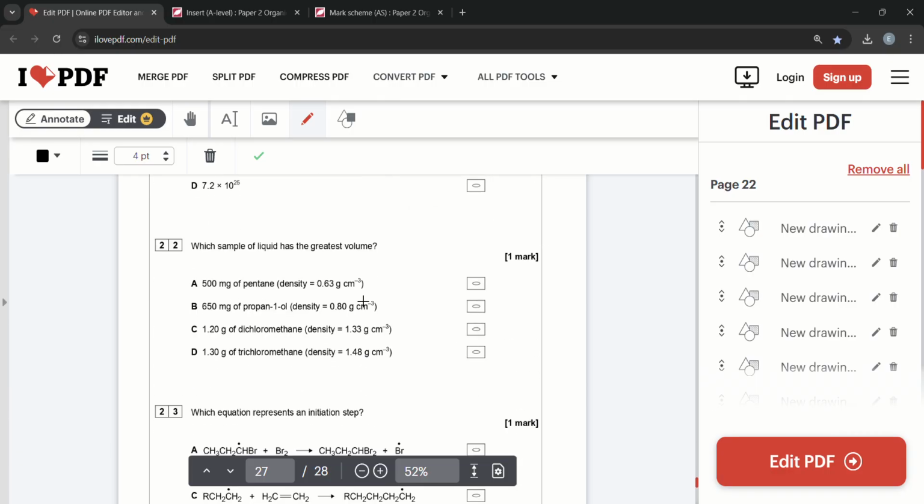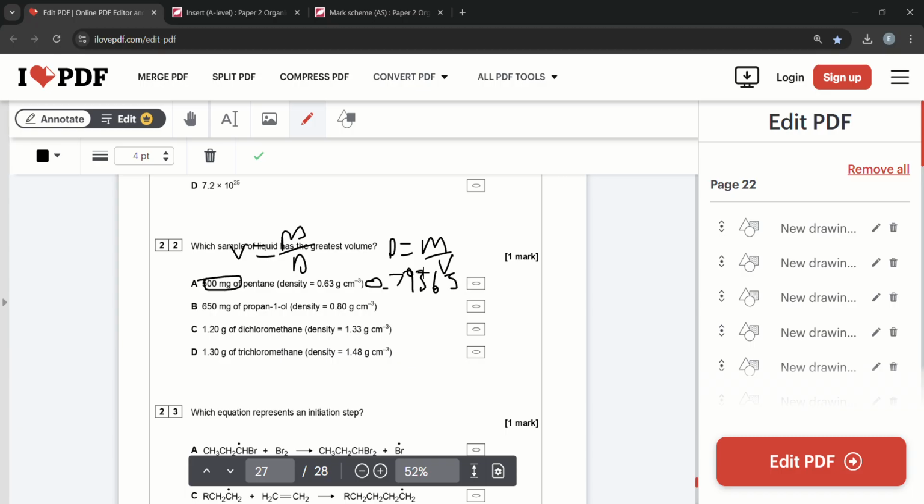Which sample of liquid has the greatest volume? Well, density is mass over volume. Volume is mass over density. Need to get this in grams. To get this in grams, you need to divide by thousands. So it's going to be 0.500 divided by 0.63. 0.79365.